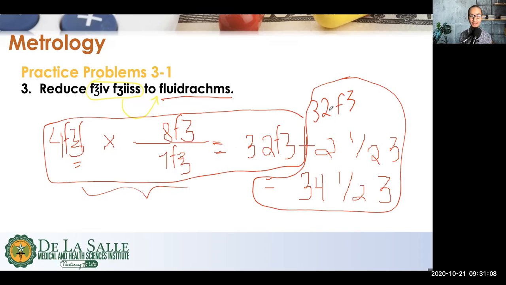So when you want to show your solutions, drop the next line or next part of your solution below. But I know you may just want to fit it in one line. So 32 fluid grams plus 2.5 fluid grams are equivalent to 34.5 fluid grams. So the answer is actually correct.